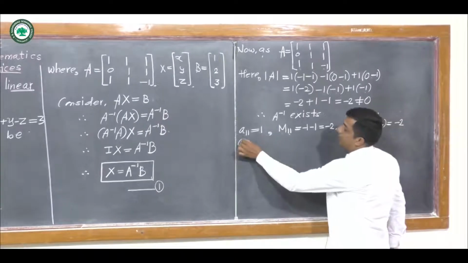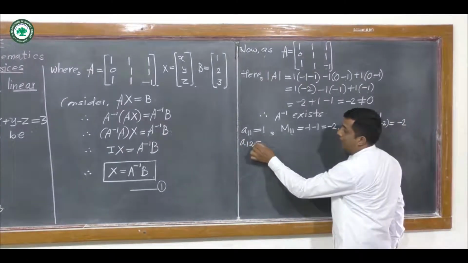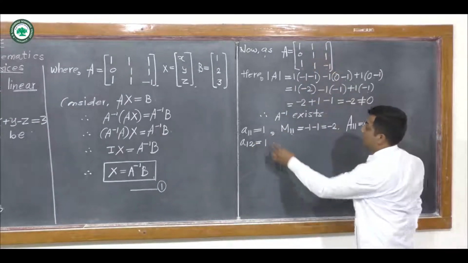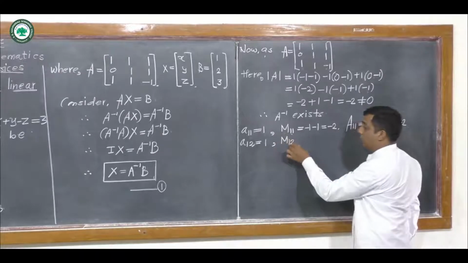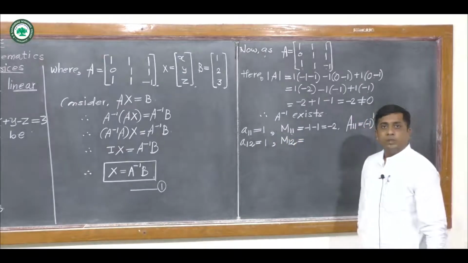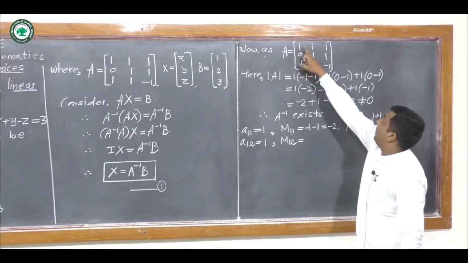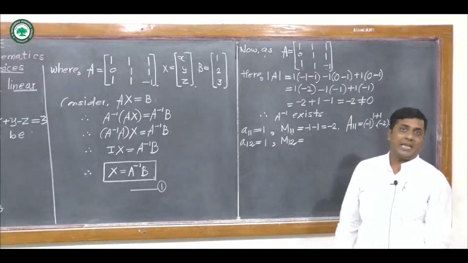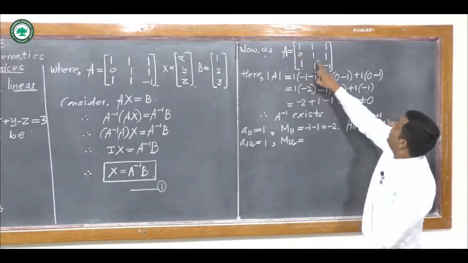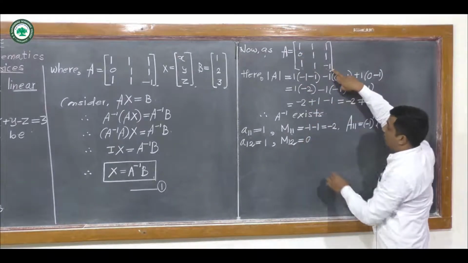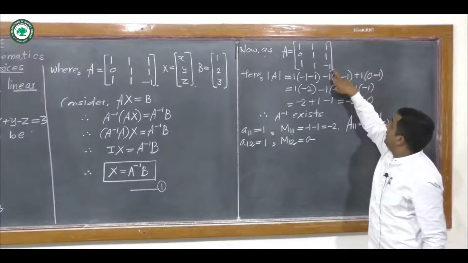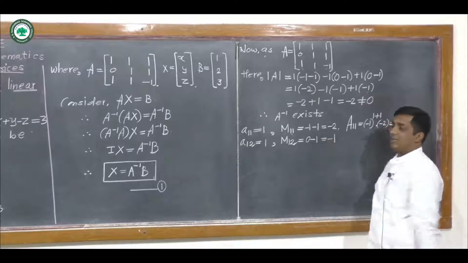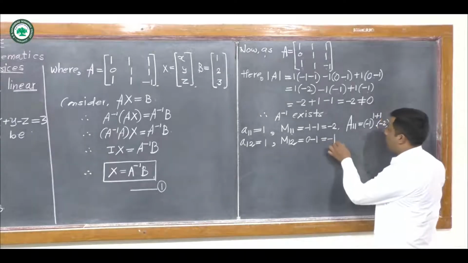Next we find the minor of the element A12. Here A12 is 1. Its minor M12 is equal to... to find the minor, we delete the first row and second column and we consider the remaining elements for the calculation. Here 0 into minus 1 is 0, then with minus sign, 1 into 1 is 1 and is equal to minus 1. Let's find its cofactor.